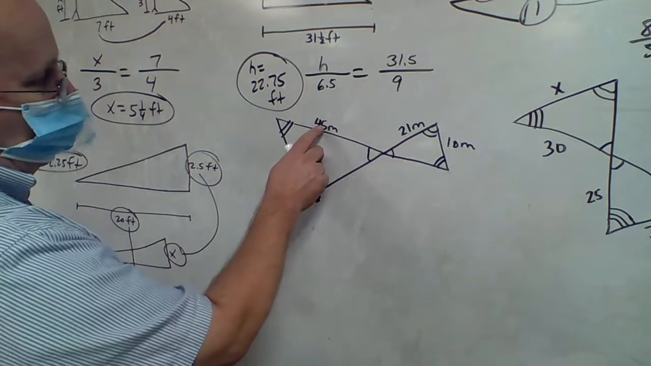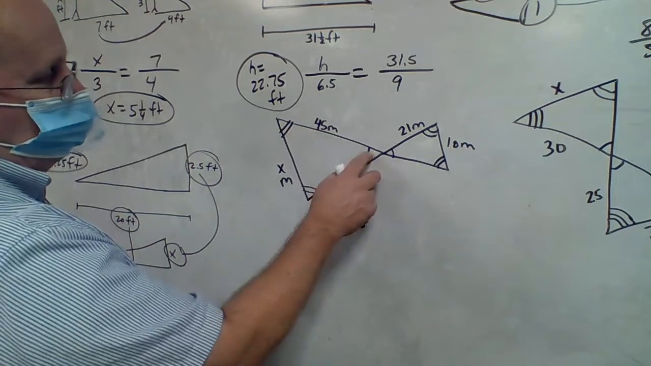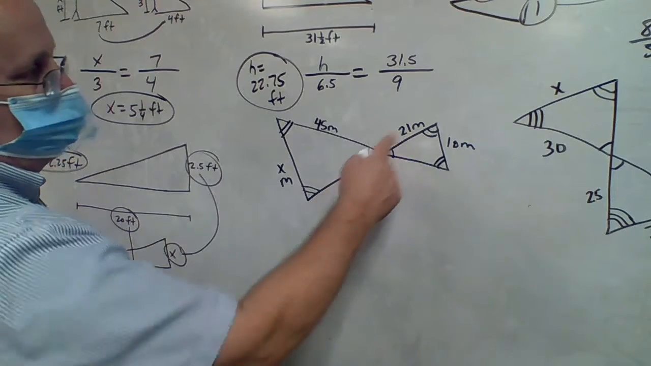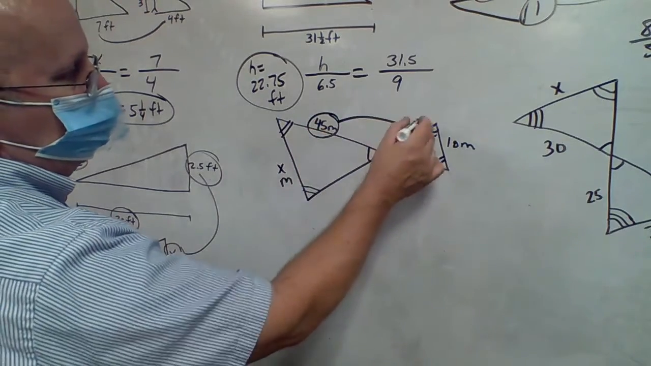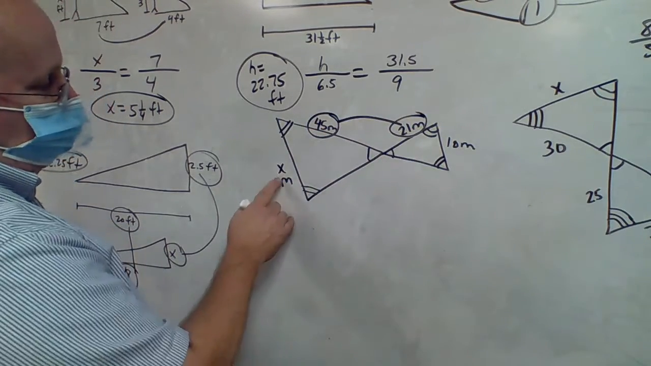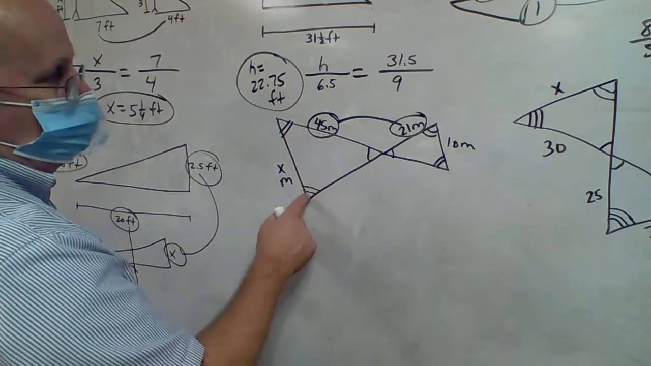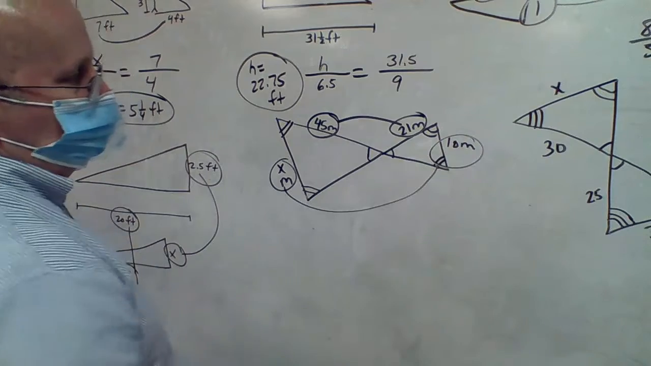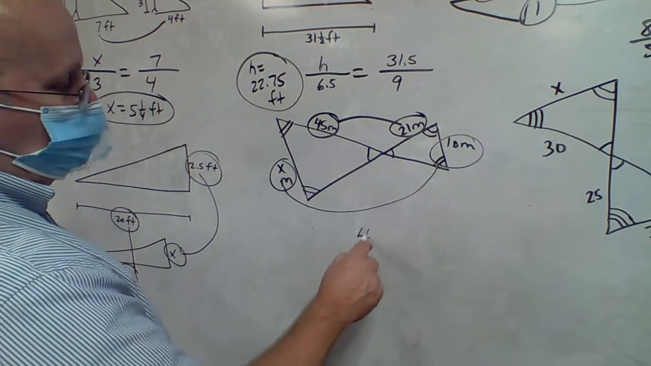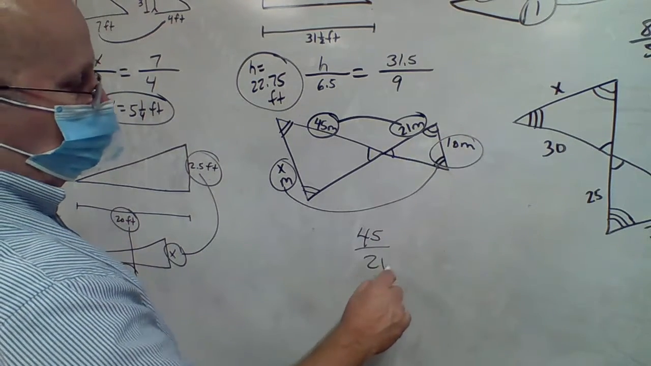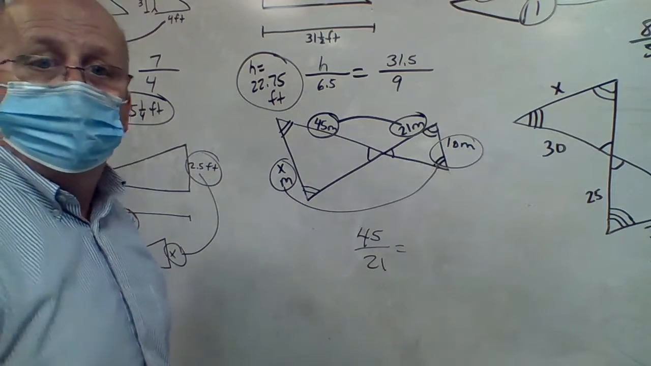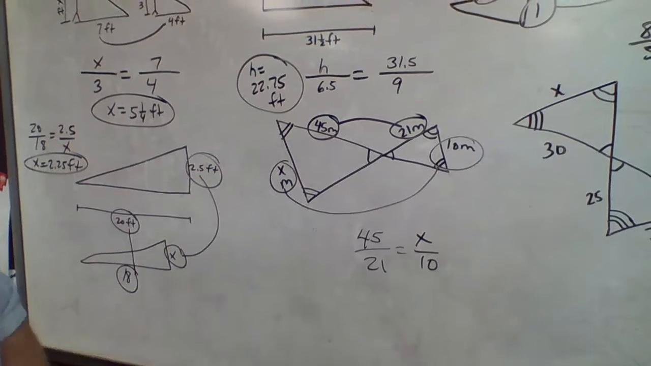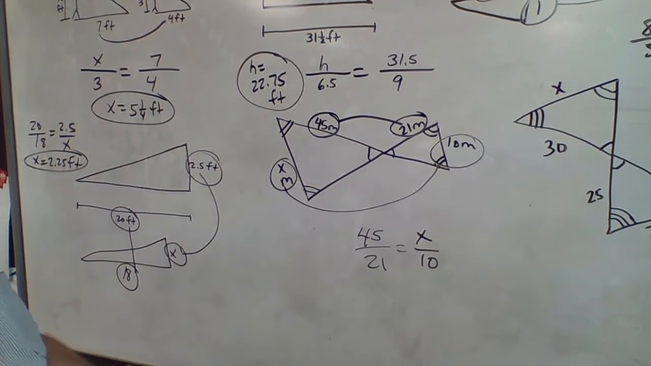If I look at this 45, which is between 2 arcs and 1 arc, what over here is between 2 arcs and 1 arc? It's the 21, right? So this has to be corresponding to this. Now this x is between 2 arcs and 2 arcs, and so is this 10. So they must be corresponding parts. And that helps us to determine how we're going to write the proportion. I'm going to go 45 is to 21 as x is to 10.